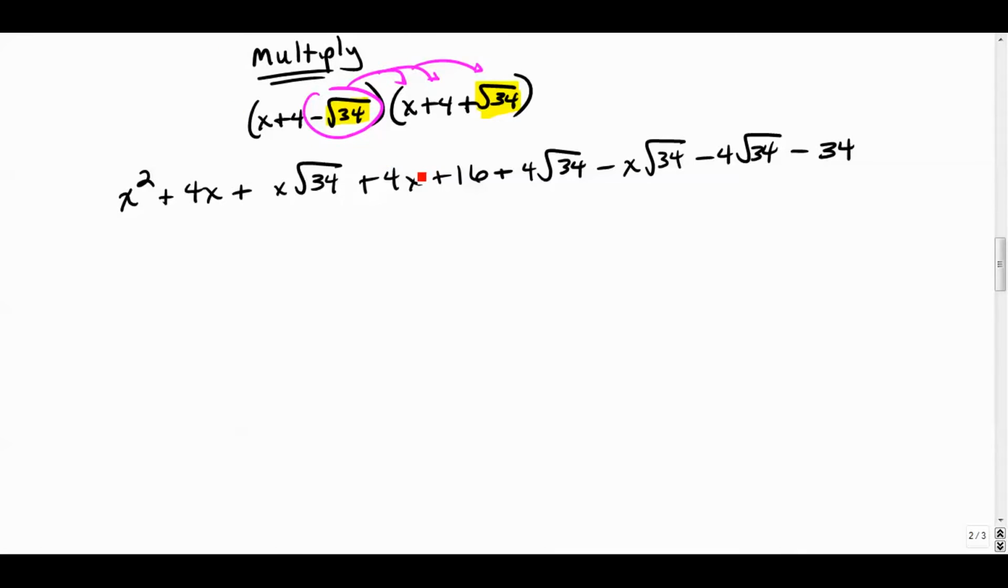We're going to get rid of a positive x root 34 and a negative x root 34. We're going to get rid of a positive 4 root 34 and a negative 4 root 34. And we're going to simplify the rest of it. X squared, there are two 4x's, combine those together. 16 minus 34 is negative 18. So that whole thing, those two roots, as we turn them into factors and multiply them, turns into this.